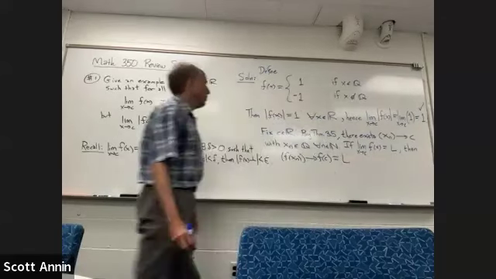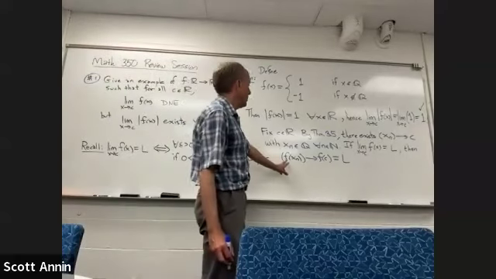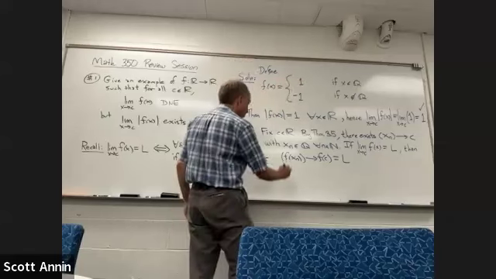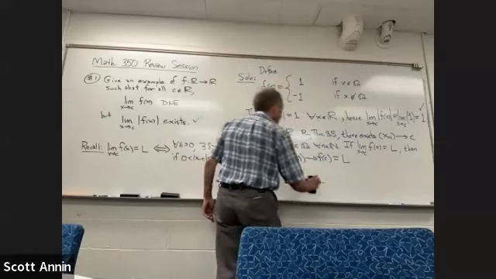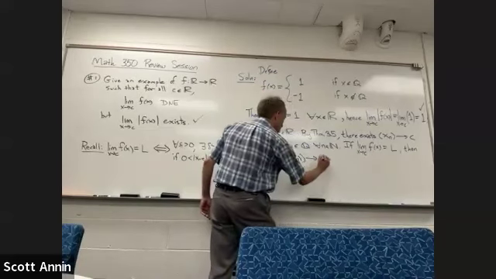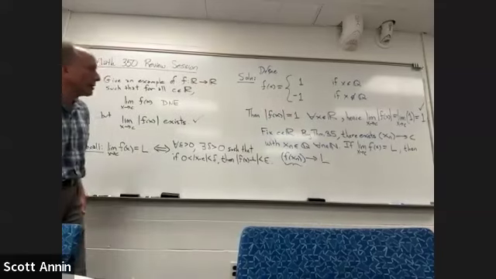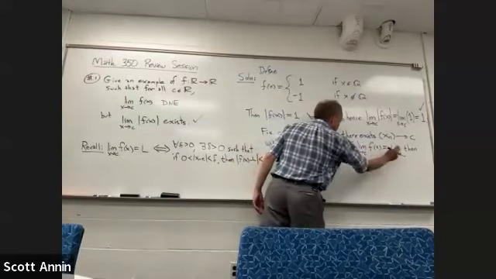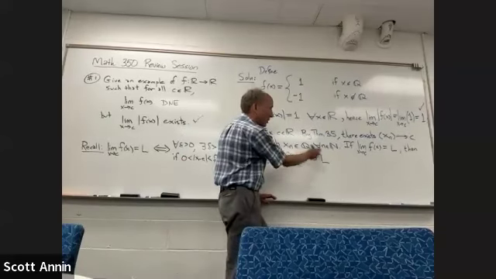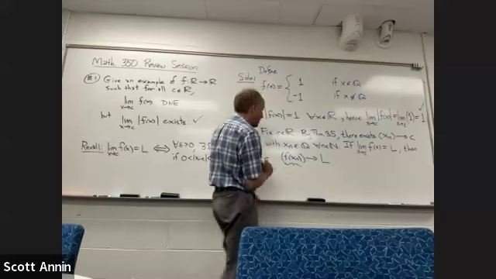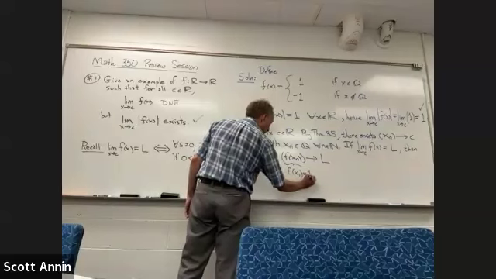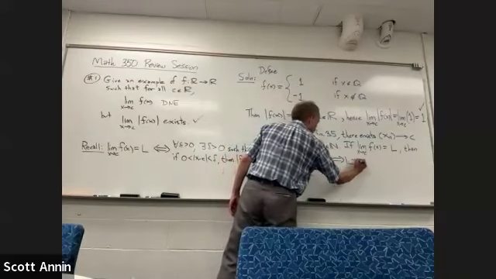L. But what is f of xn? xn is a bunch of rational numbers, they're all equal to 1, right? So this is just equal to, sorry, the f of c doesn't need to be there, this is just L. So if the limit of f of x as x approaches c equals L, that means that every sequence f of xn has to converge to L. But this is equal to 1 for all n. And so that would imply that L equals 1.